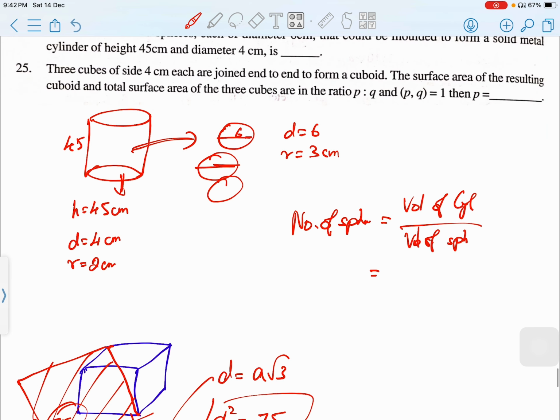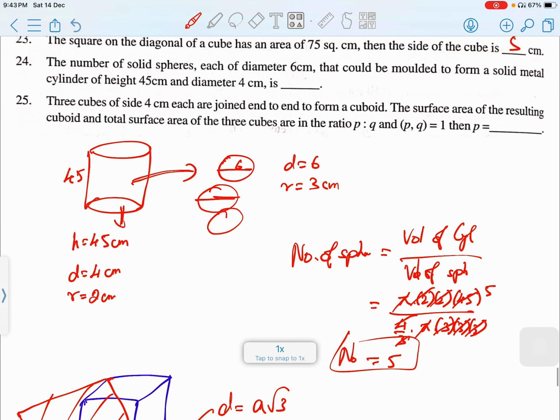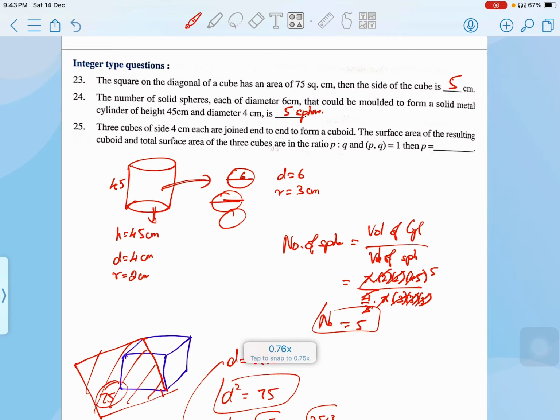What is the volume of cylinder formula? Volume of cylinder is going to be pi r square h. So 2 into 2 into h, 45, divided by sphere formula 4 by 3 pi r cube. So 3 into 3 into 3. Pi and pi cancel. So this 3 and this 3 cancel. 3 3s are 9. So here we will get 5. 4 and 4 cancel. Overall 5. So how many can be formed is 5 spheres possible. Okay.